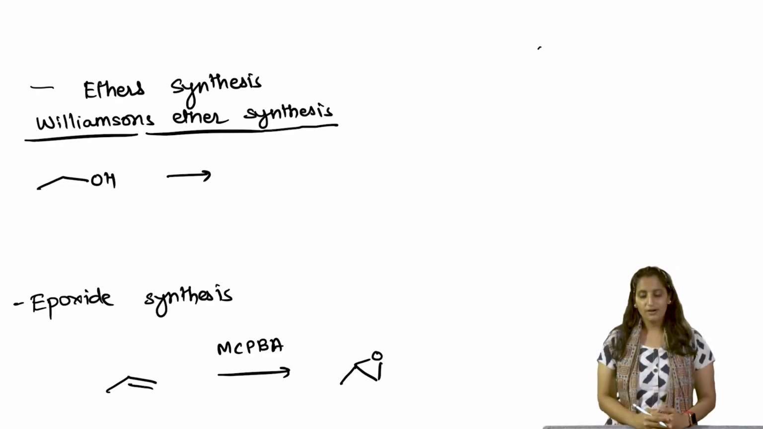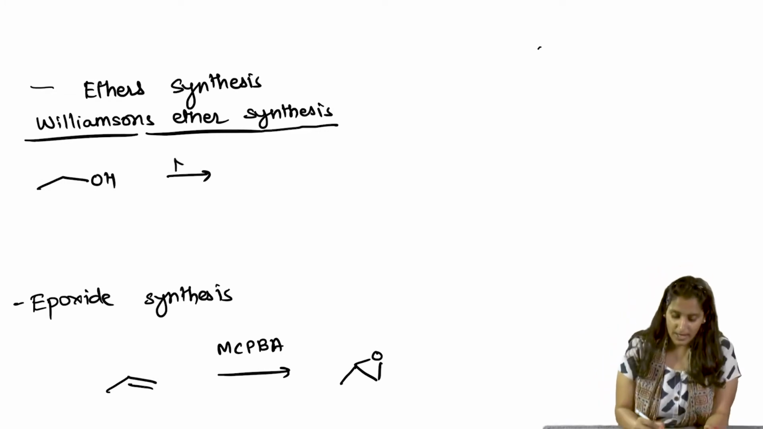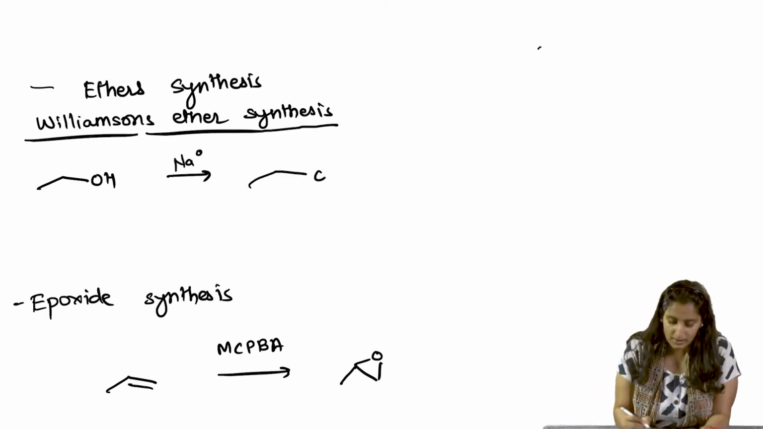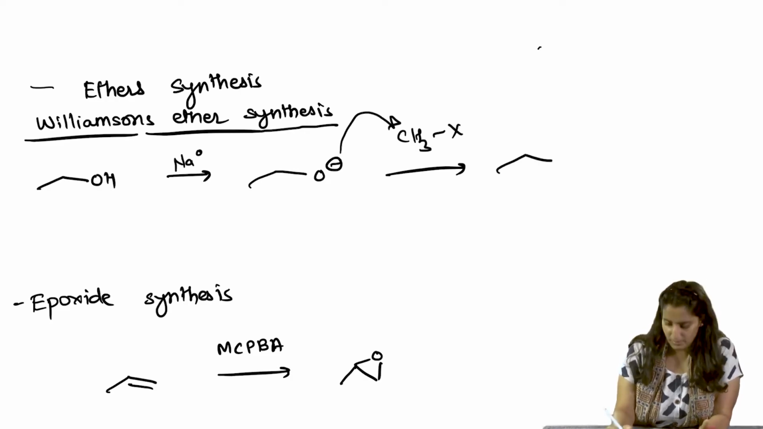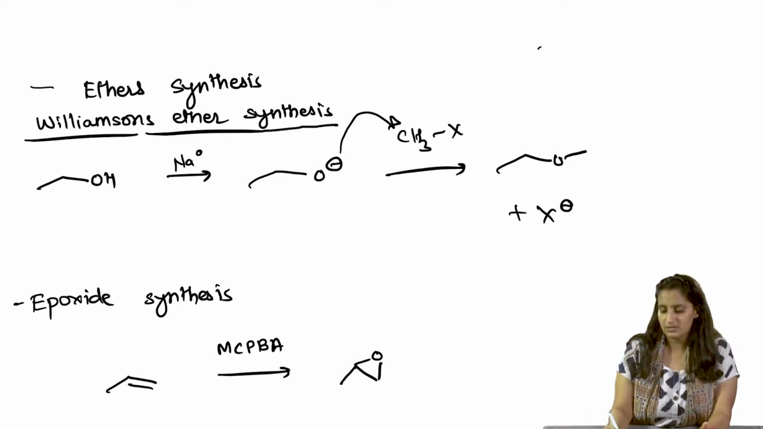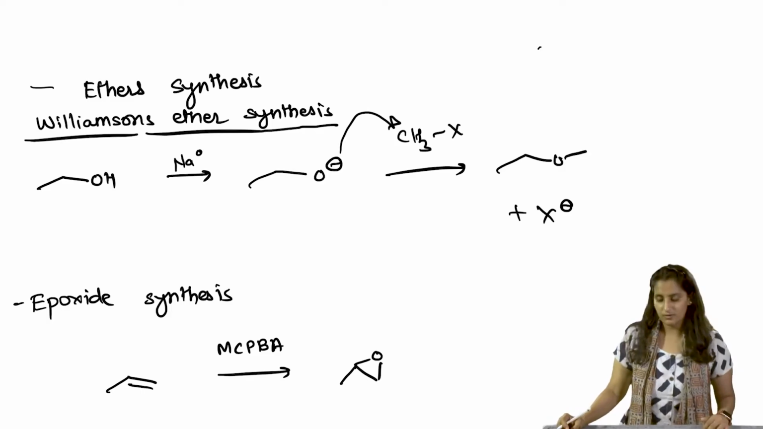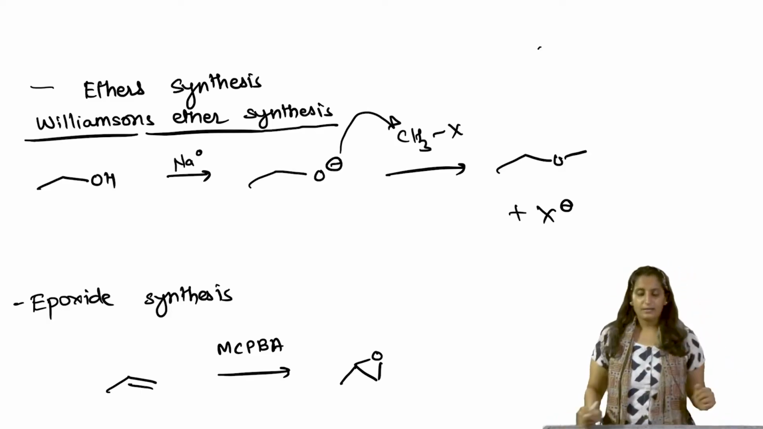In the case of Williamson's ether synthesis, you start with an alcohol, you react it with something like a sodium metal and you form this O minus, and this is going to do simply RX, depending on what kind of ether you want to form. It is an SN2 reaction, really, and you end up forming that particular ether.